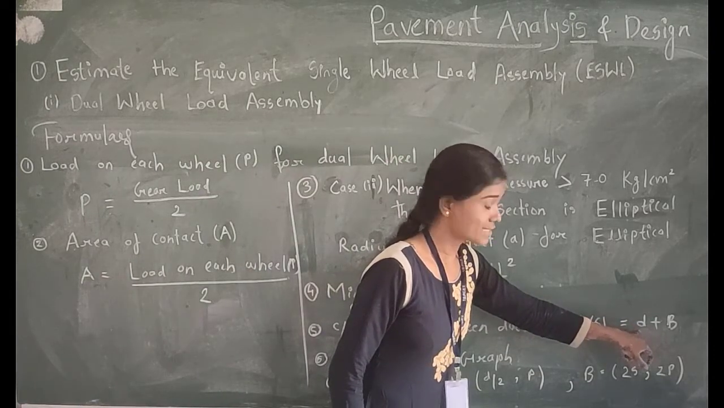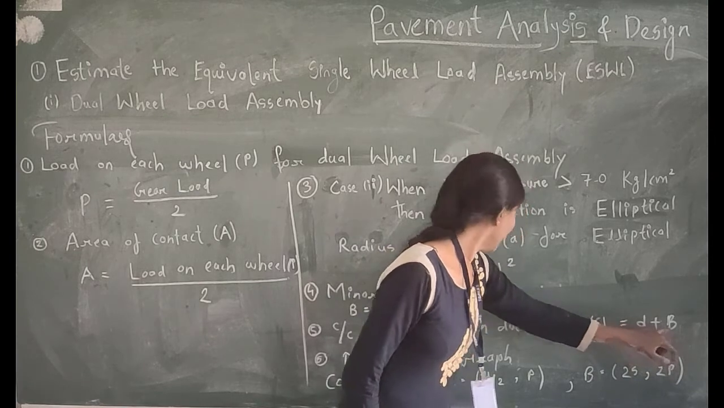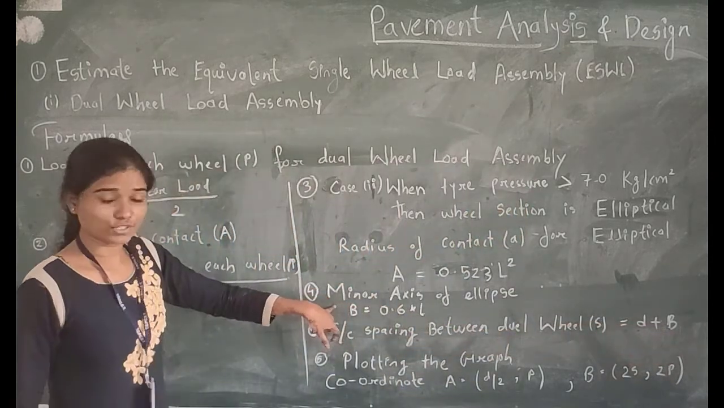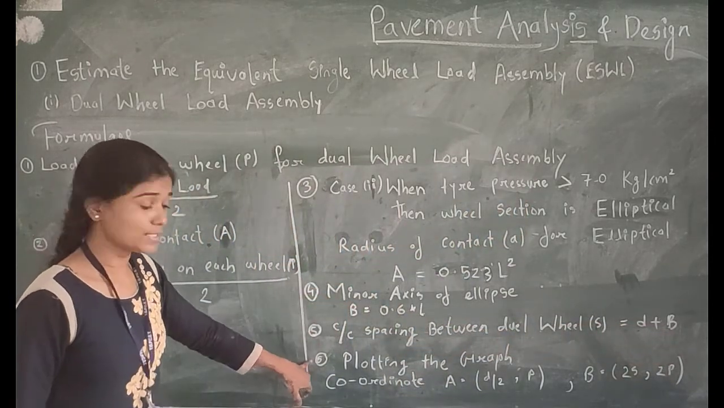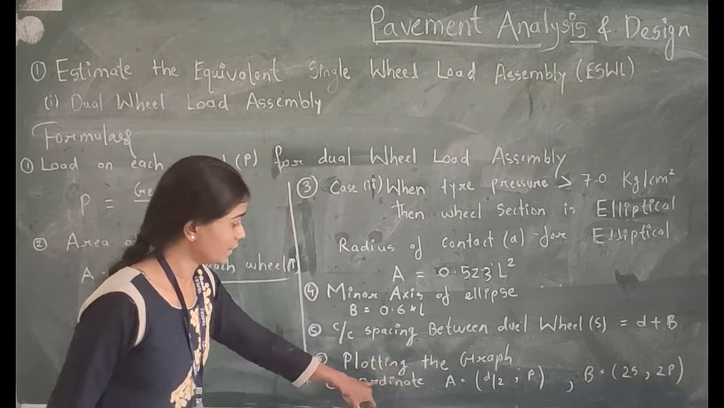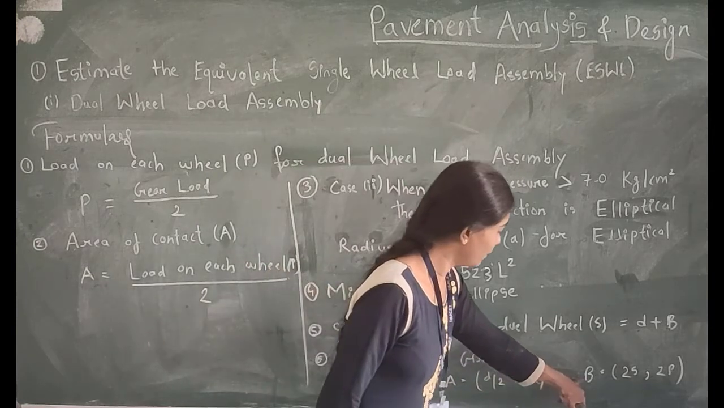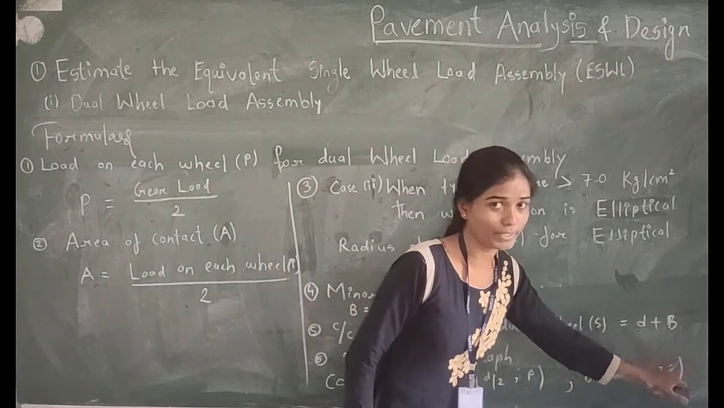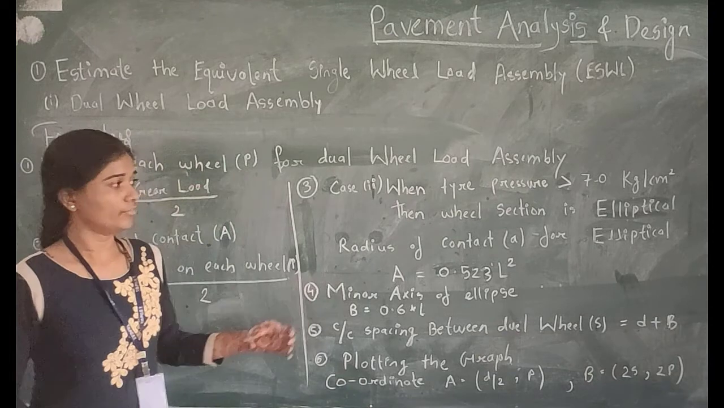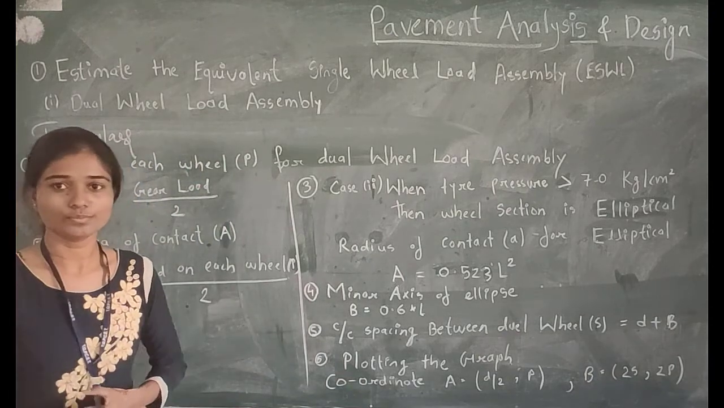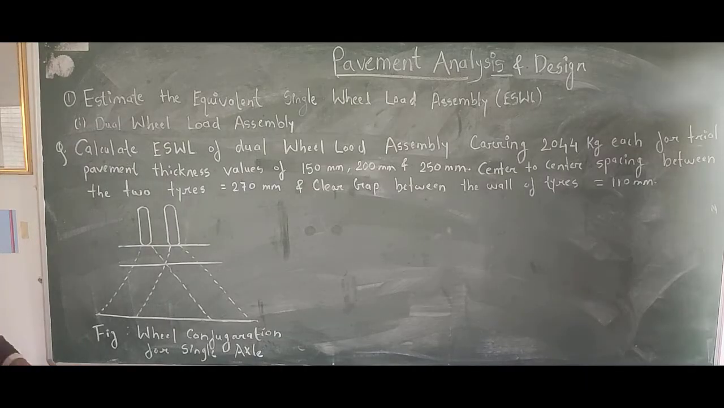D is the distance between two wheels, and B is the minor axis of the ellipse. After that, the sixth step is plotting the graph. So for coordinate A, it is D by 2 and P, and for coordinate B, it is 2S and 2P. So we will discuss the numerical now.